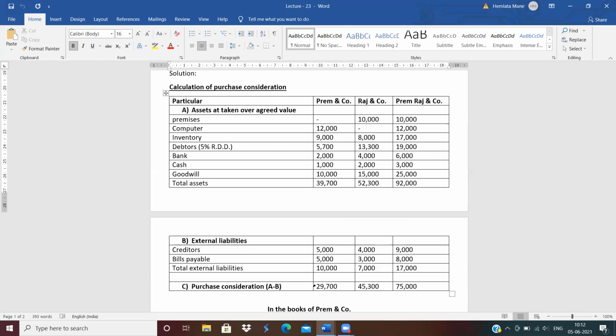How to calculate the purchase consideration? You have to just write down all the assets that are taken over at an agreed value. Means furniture premises is taken for rupees 10,000, computer is taken for rupees 12,000. Whatever agreed values are given in the note, given in the question. Clear?